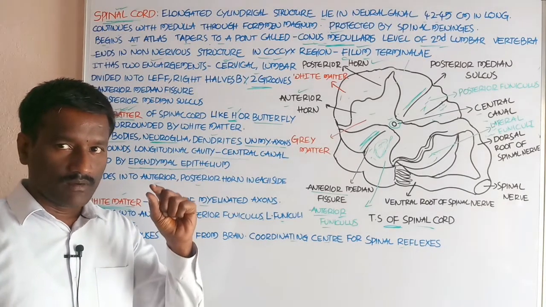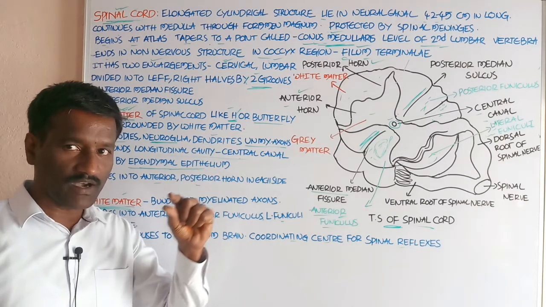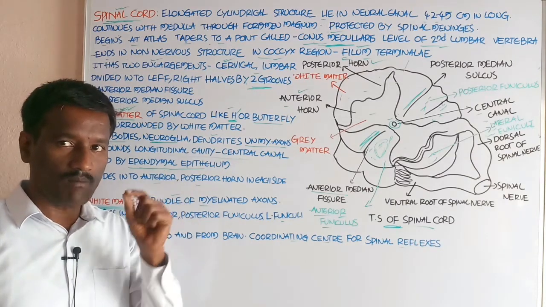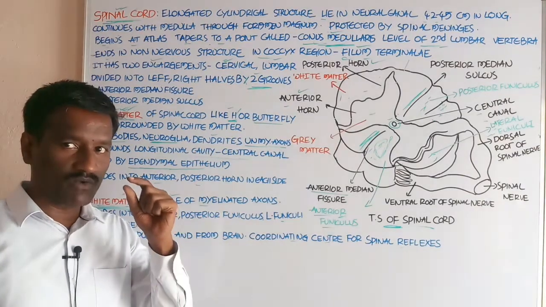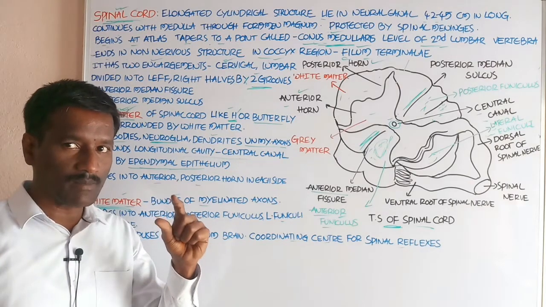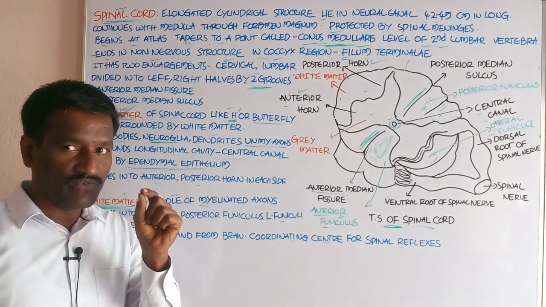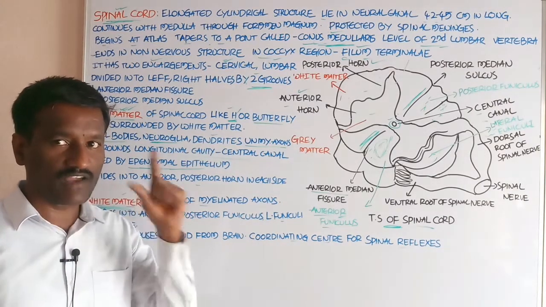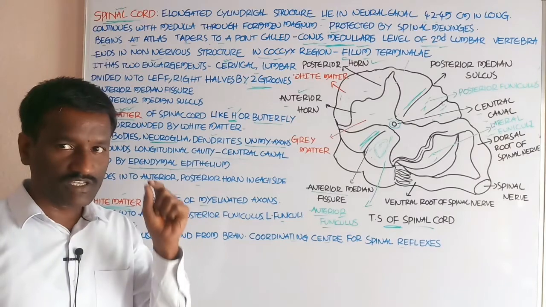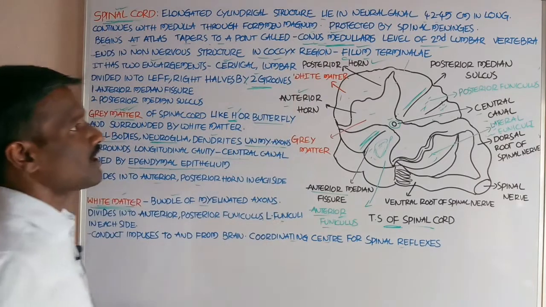Based on location, the vertebral column consists of different types of vertebrae: cervical, thoracic, lumbar, and so on. Lumbar vertebrae are 5 in number, located at the back part of the abdomen. The spinal cord at the level of the second lumbar vertebra tapers into a structure called the conus medullaris.